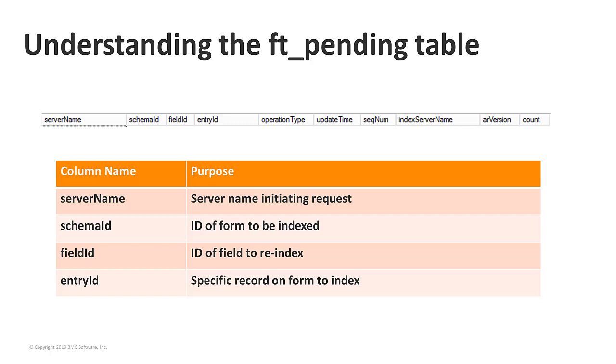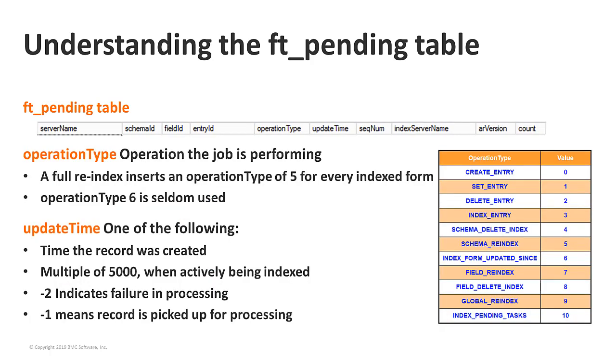The next column is the entry ID. When the job is to reindex a specific record on a form, this is populated with the entry ID. The entire record, all index field, is reindexed. We need a unique ID to satisfy unique index on FT pending, index server name, schema ID, and entry ID. For uniqueness, we use current epoch time, and if we are inserting multiple entries, we keep adding one to that. So the operation type is the operation for the job to be performed. You can see a list of the operation types to the right of the screen.